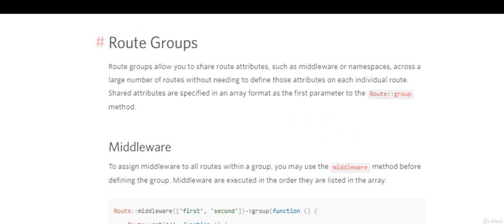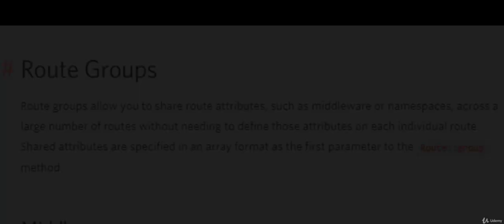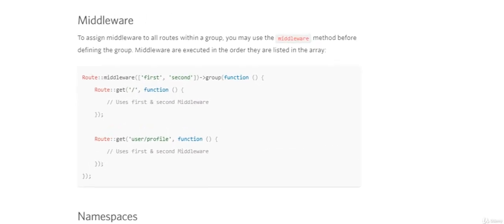Let's now look at route groups. Route groups are exactly what they sound like. They group common functionality into a group. Looking at the documentation, we can see we can do this with middleware.